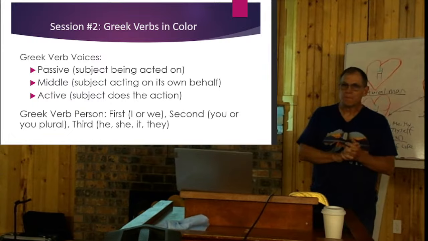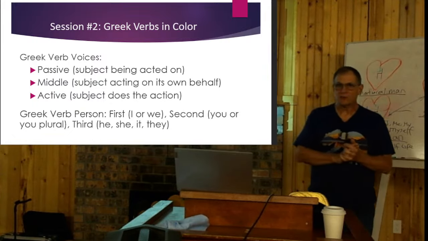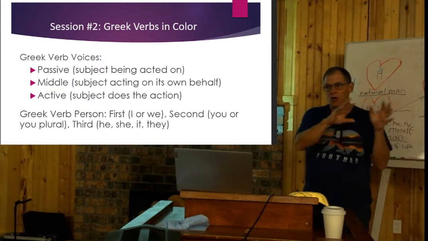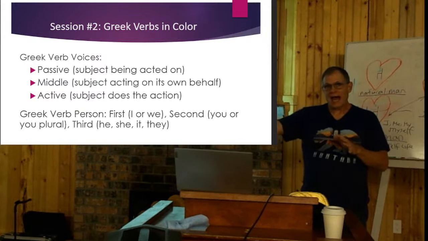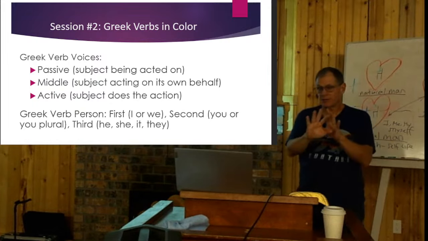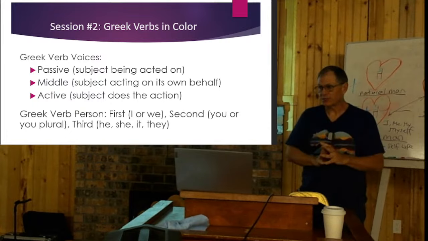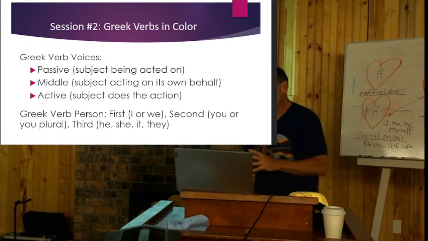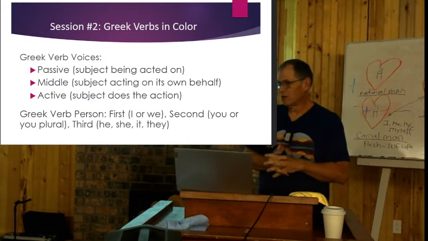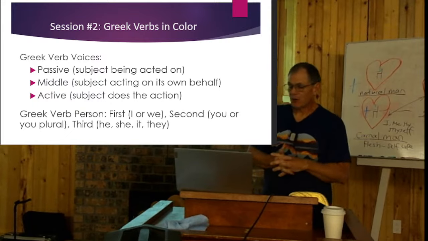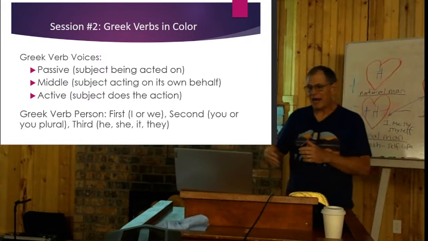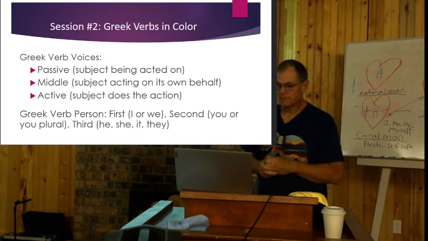For example, on the cross it says, the sun was darkened. That verb is in the passive. The sun didn't darken itself. God acted on the sun to darken it. So it's saying who did the verb is related to the subject, right? In the middle voice, the subject's acting on its own behalf. So it's active, but the subject is doing it on its own behalf. It's beneficial to the subject.